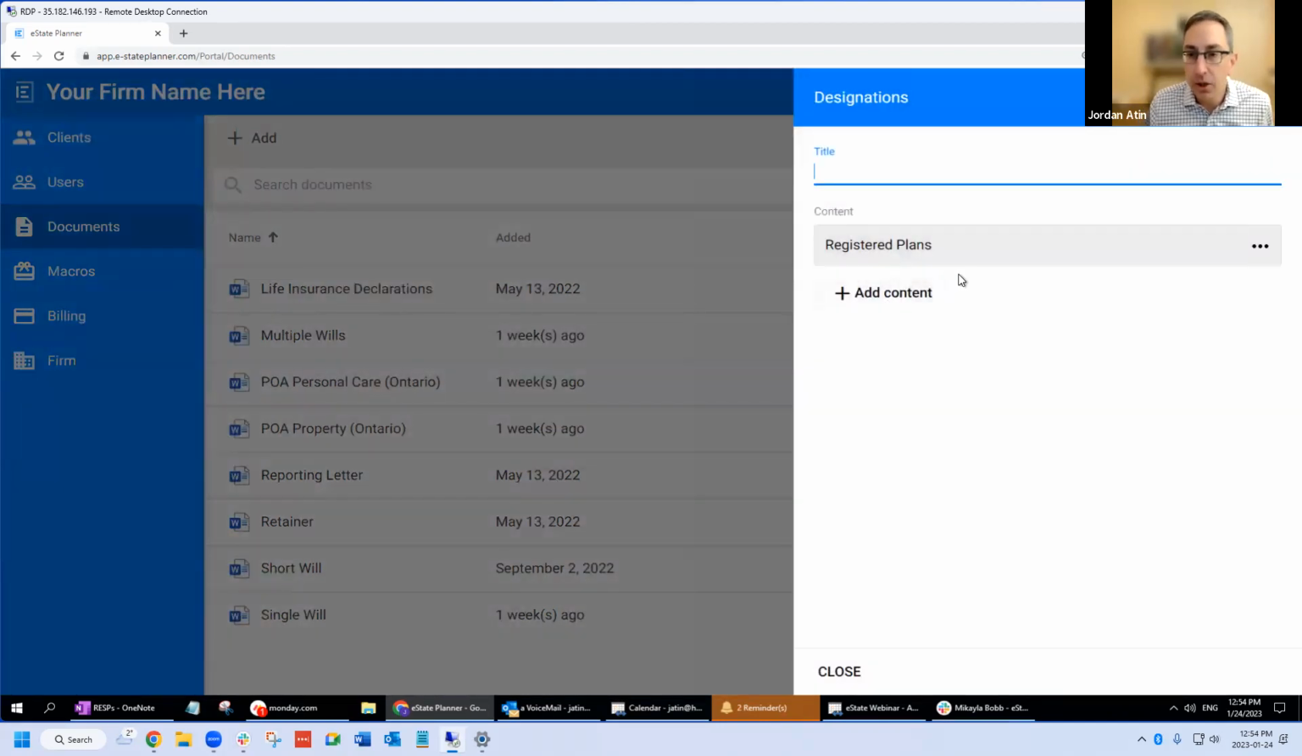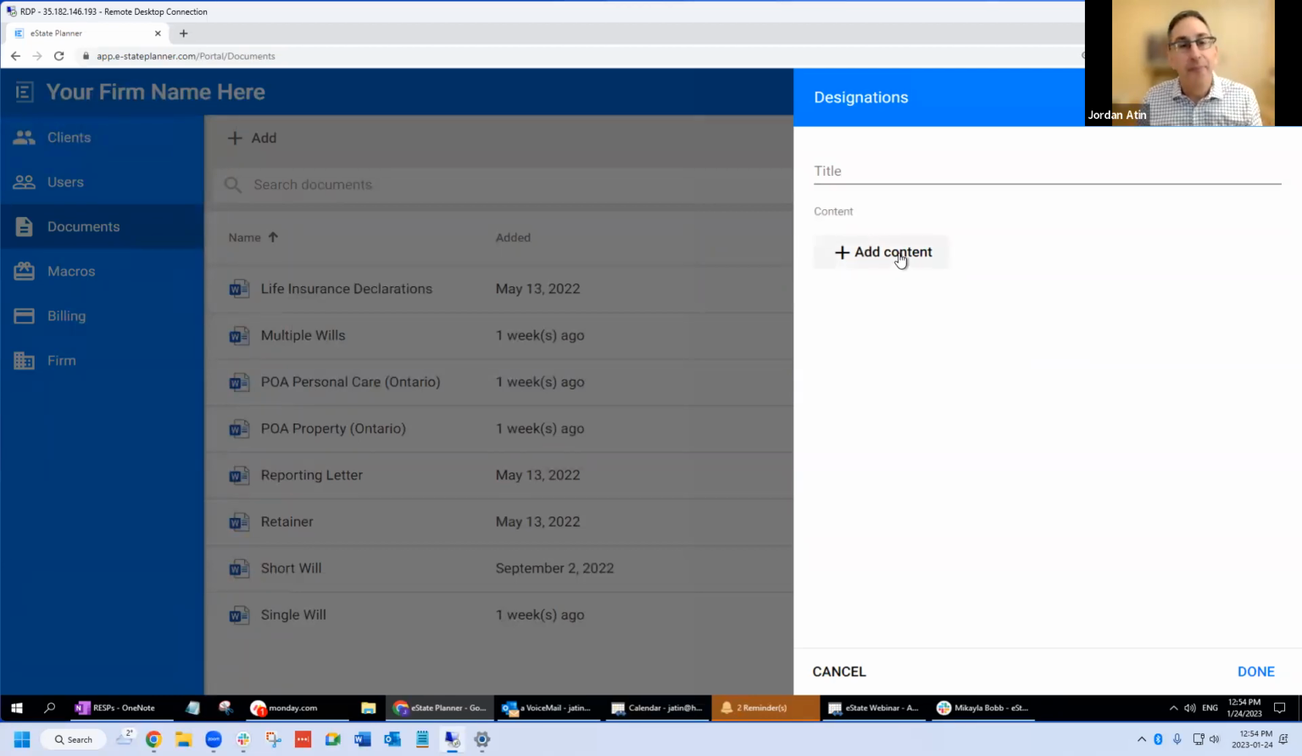And you will, to start with, have just registered plans as a default, including them. You can exclude them if you don't use RSP designations in your wills, and by default you don't want to include them, and then you can just click on the three dots and exclude, and now that won't automatically appear. Okay, so that's like checking the checkbox in the old days, like last week. But let me show you what additional features we have.